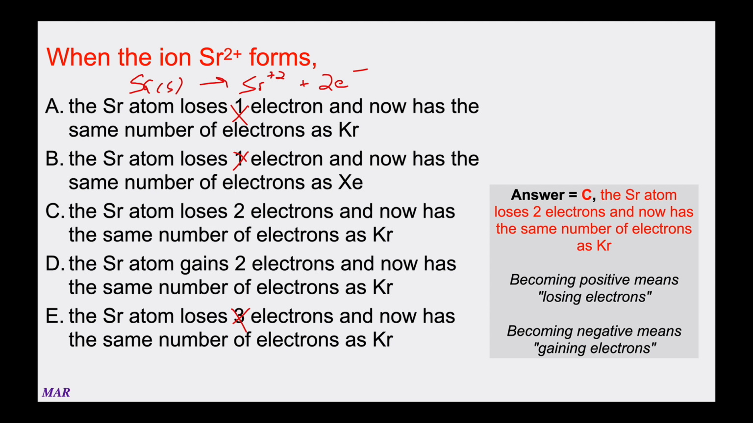It's losing 2 electrons, it's becoming positive, and it does have the same number of electrons as krypton. If you only have 36 electrons, that's the same number of electrons that neutral krypton would have. That'll be important for us later on. We'll talk more about that in a future lecture.